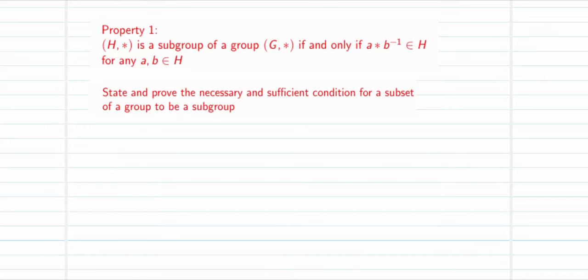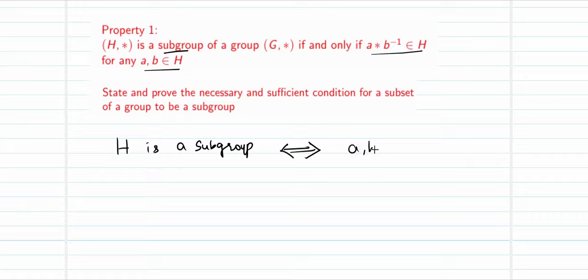Property number 1 says that H, star, the subgroup of the group G star, is going to be a subgroup if and only if it satisfies A star B inverse belongs to H for any A, B belonging to H. So I show that H is a subgroup. You have an if and only if, so it is a double-sided arrow. Whenever A, B belongs to H, your A star B inverse belongs to H. Now this is going to be a two-way quantity.